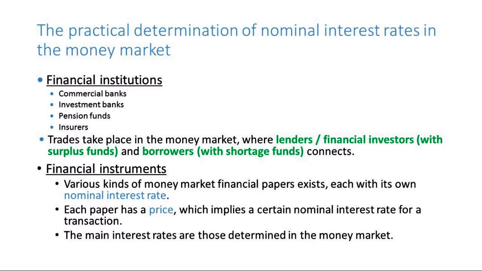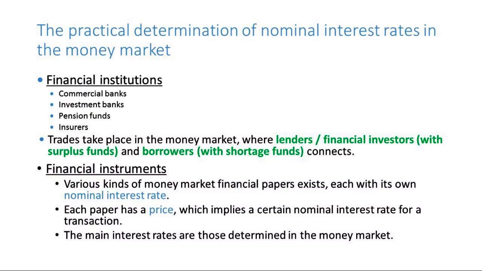When we talk about financial institutions, we are talking about commercial banks, investment banks, pension funds, insurers, and they basically act as intermediaries between people in the economy who have a surplus of funds and those with a shortage of funds. So the ones with a surplus of funds are the lenders, and they put their money with these financial institutions who then invest it on their behalf. The borrowers approach the financial institutions and they borrow the money from them in order to consume, invest, and all the other aspects of aggregate demand.